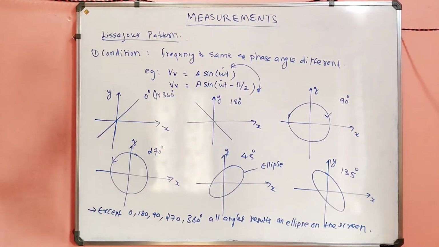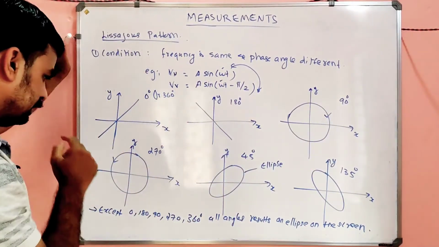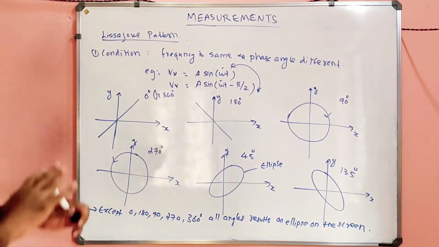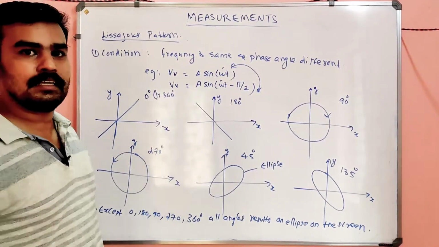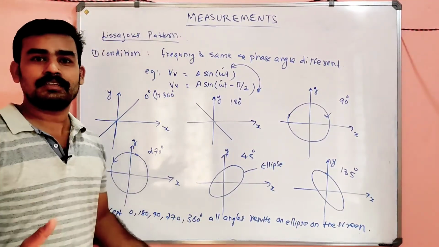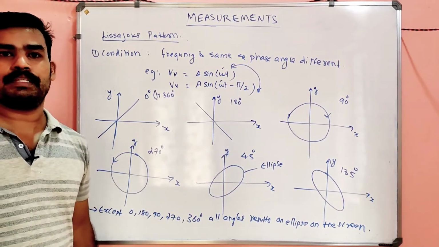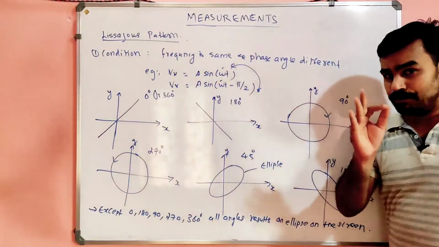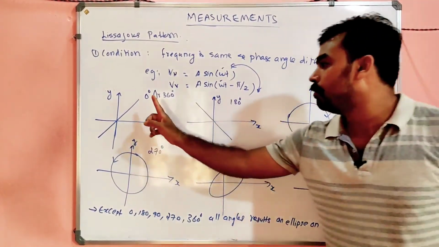This you have to note. Except 0, 360, 180, 90 or 270, all other angles form an ellipse. Suppose you are giving 183, it will form an ellipse. Suppose the phase angle between those two is 47, then also you will get an ellipse. Generally these will be the angles asked in your examination, so you have to learn these structures by heart.